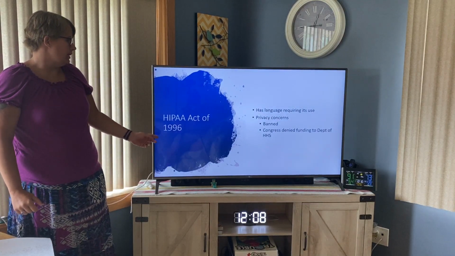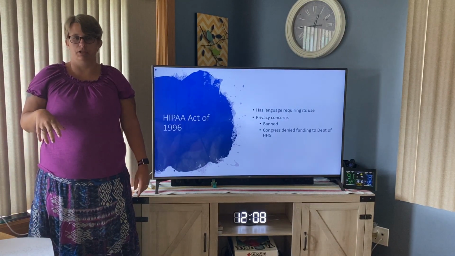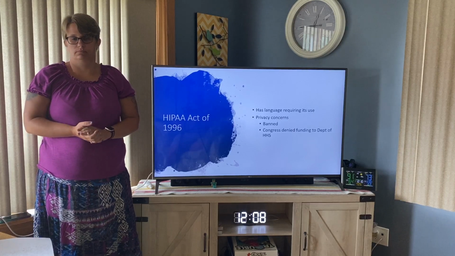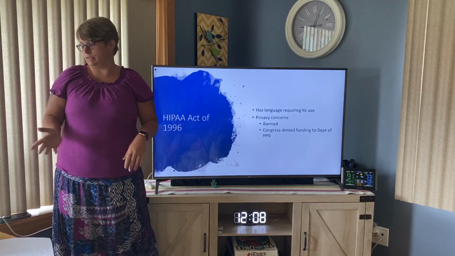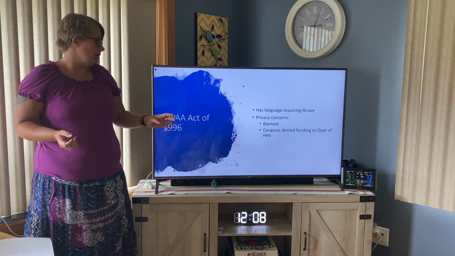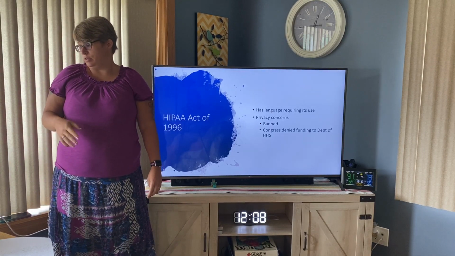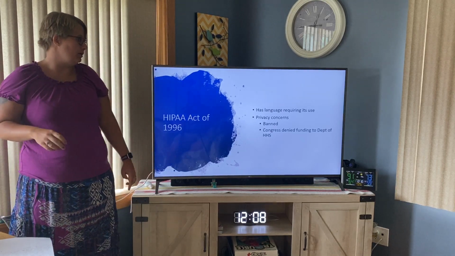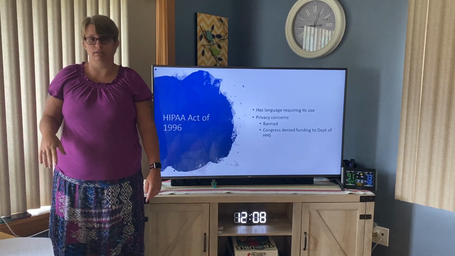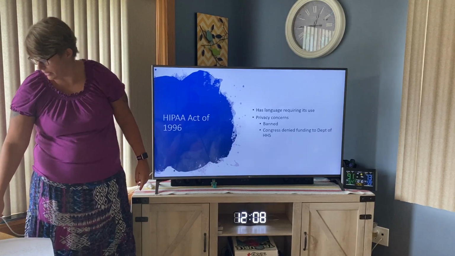And the HIPAA Act of '96 actually has some language within it saying that this needs to happen, but due to privacy concerns, they have banned it, and they've actually denied funding to go ahead with it for anything regarding a national patient identifier.